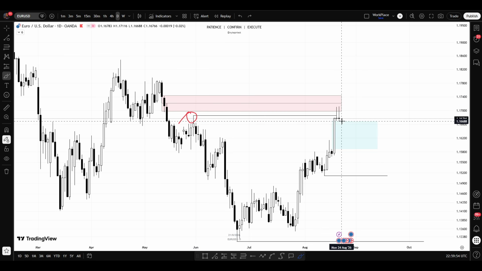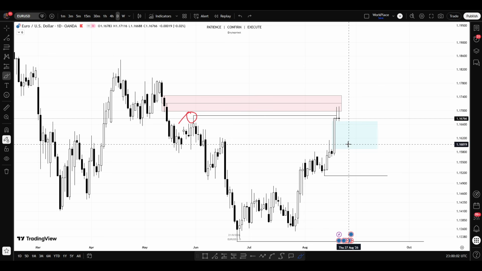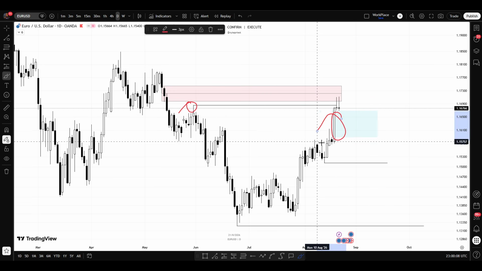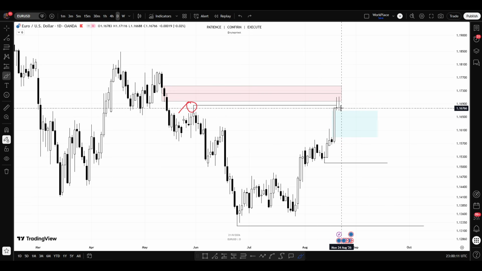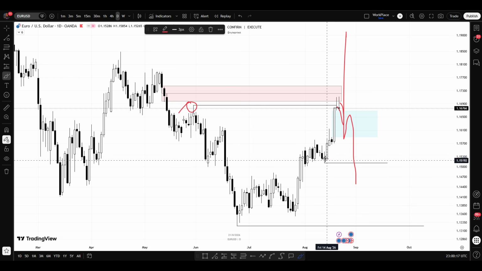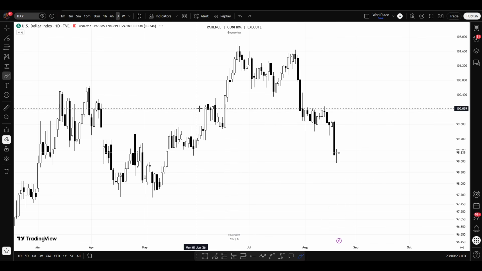So price has already mitigated this fair value gap, but we are looking to get a deeper retracement as the DXY has not yet mitigated the fair value gap. So this is a fake out. So we're waiting for a deeper retracement to then head upside, or a deeper retracement and then drop to break this to target this relevant low. All right.